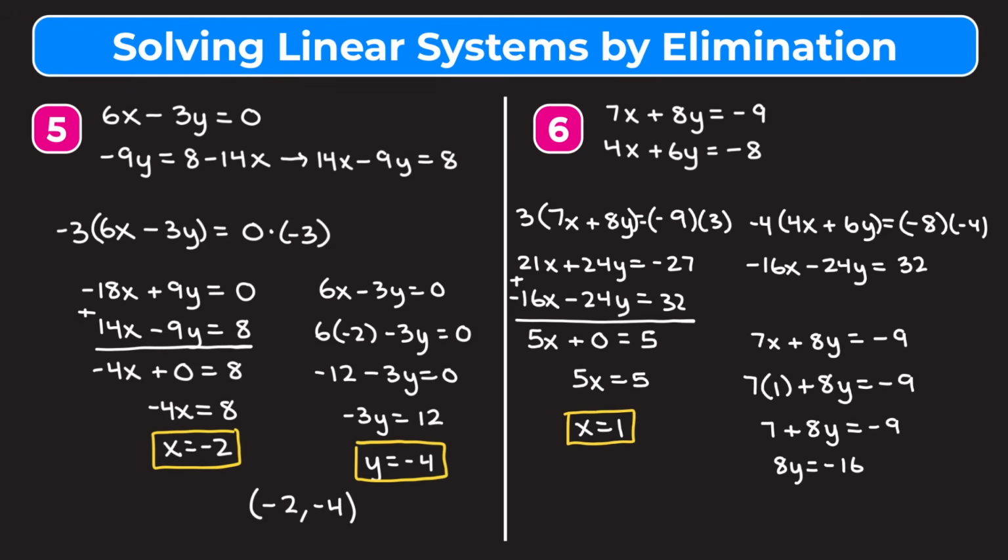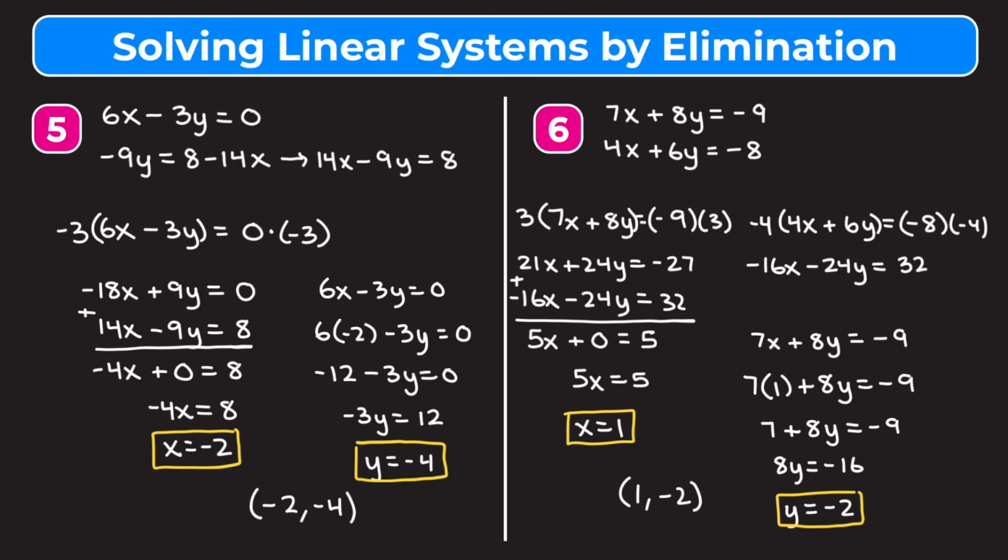Divide both sides of my equation by 8. On the left, I'm left with a y. On the right, negative 16 divided by 8 is negative 2. So I get that y is equal to negative 2, x is equal to 1, and I can write that as the point 1 comma negative 2.